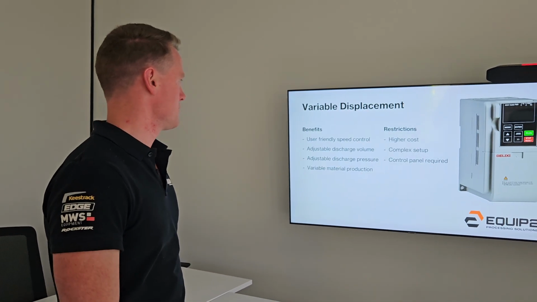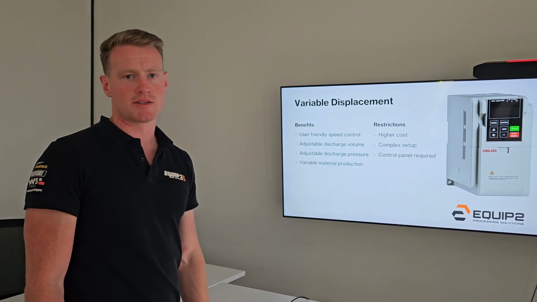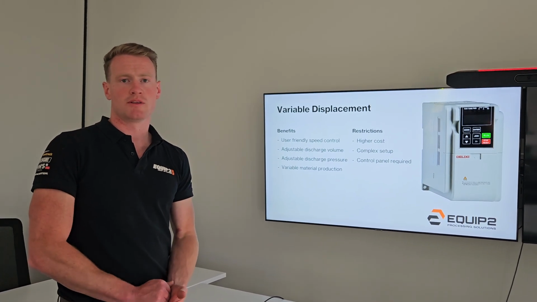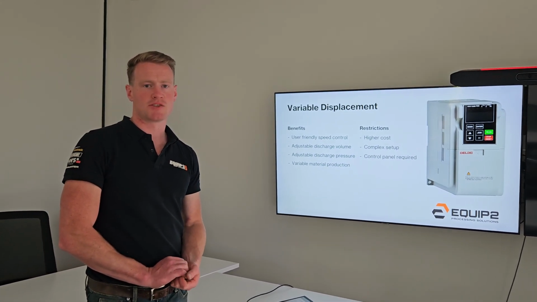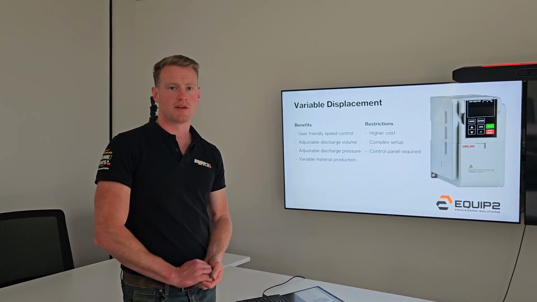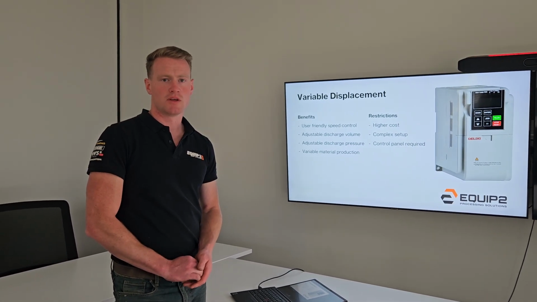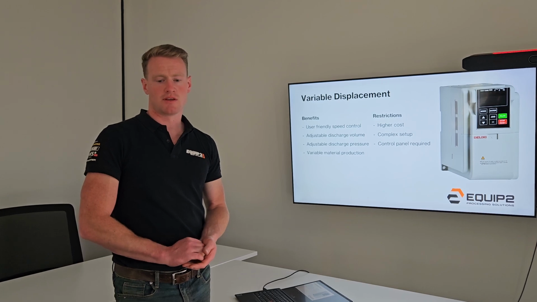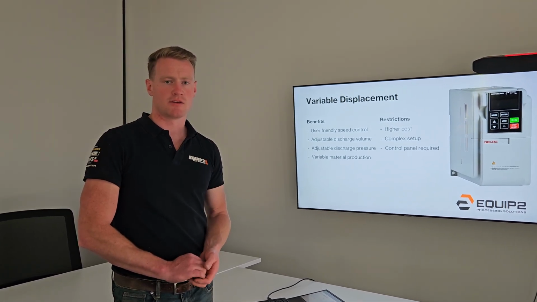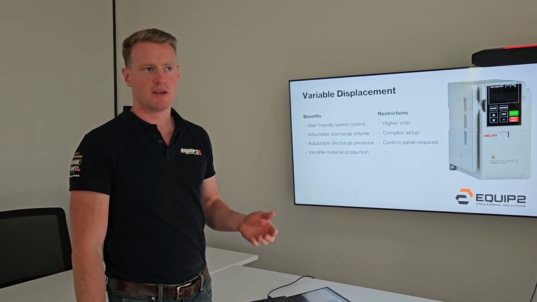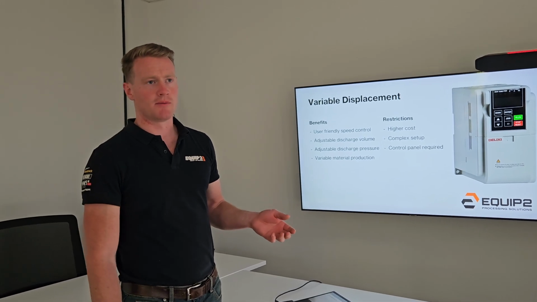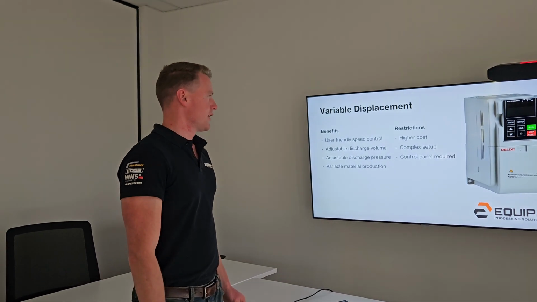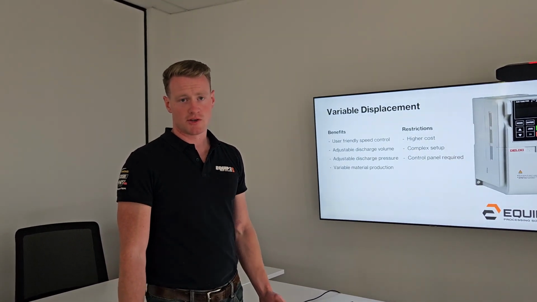Moving on to a variable displacement, there's multiple ways this can be done. The most common in the quarry industry would be an electric motor with a variable speed drive system installed. The alternative is to use an ICE motor, so a combustion engine, a diesel engine, which has obviously different RPM.